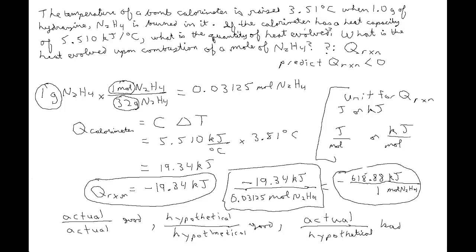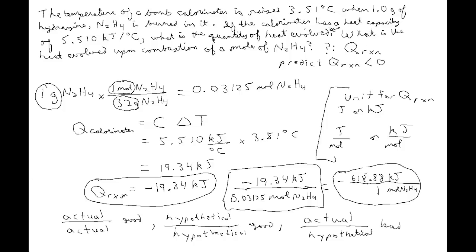So what was the answer to the first question here? Negative 19.34 kilojoules. Good. I'm not sure quite, but maybe the word evolved already implies that the heat is being released. So maybe it would be redundant to say negative. Maybe it would be better to say 19.34, but I'm sure your instructor wouldn't be picky about that. So that doesn't matter. So that's a good answer.